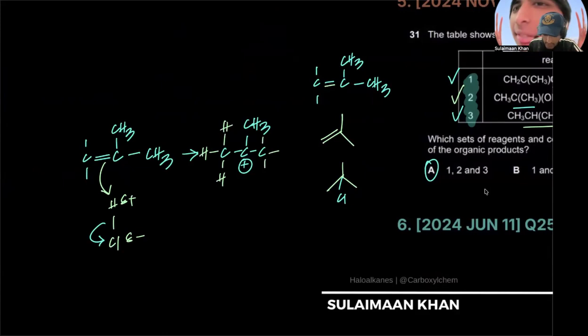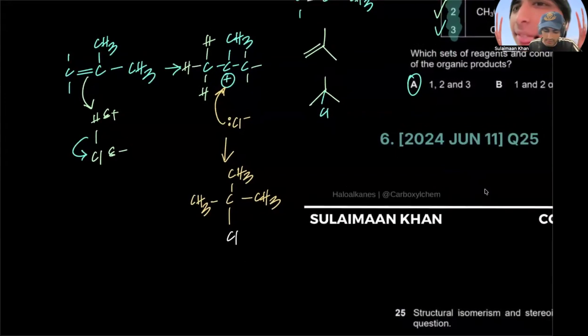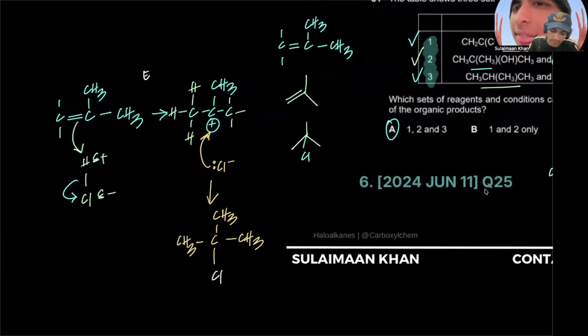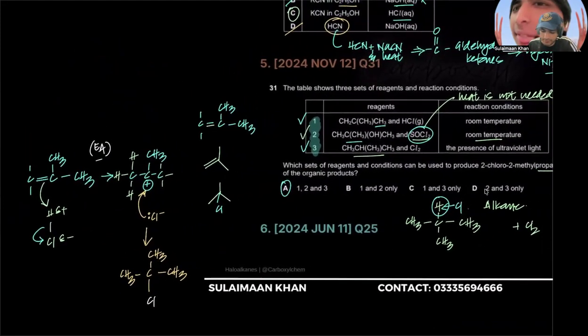And then the chloride ion would attack this carbon right here, and you would end up with CH3 bonded to a C, bonded to a CH3, bonded to a CH3, and bonded to a chlorine. I've even shown you the electrophilic addition mechanism for it. Happy? That's statement 1 for you.